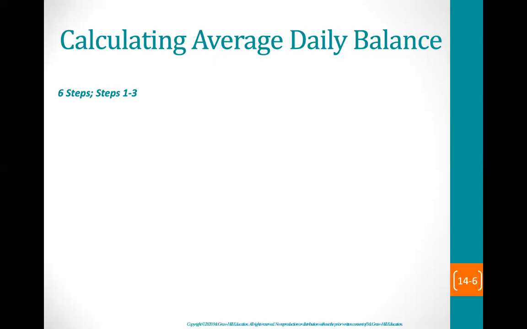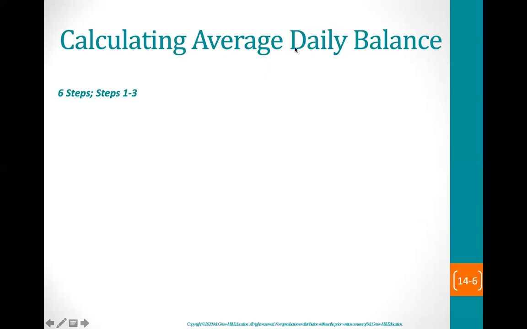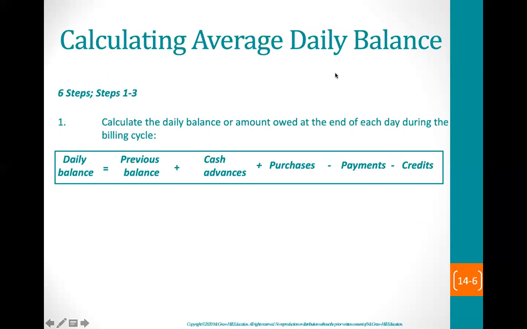So let's look at another way that credit card companies calculate finance charge: as a percentage of the average daily balance. In the previous example, we just looked at the previous total balance. Now we're looking at an average daily balance. So there are 6 steps to do. First, we need to calculate the daily balance, or amount owed, at the end of each day during the billing cycle. So the daily balance is calculated by whatever the previous balance was. It's increased by purchases and cash advances and decreased by payments and credits.